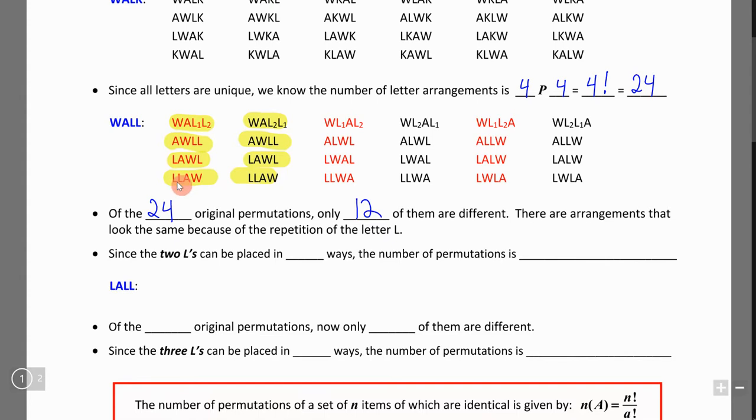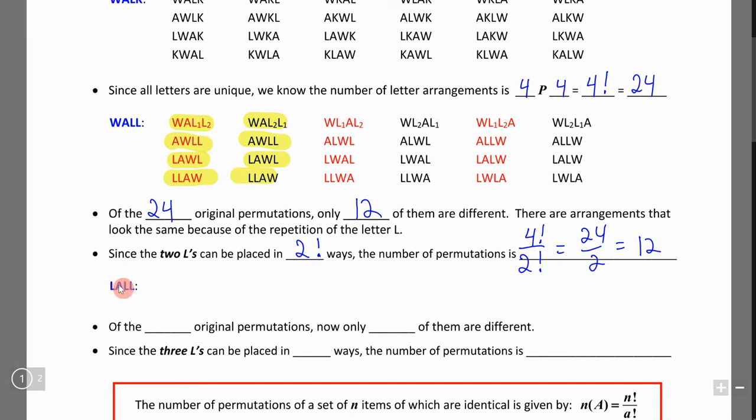Because of the repeating letter, there are arrangements that look the same because of the repetition of the letter L. Since two L's can be placed in 2 factorial ways, the number of permutations becomes 4 factorial divided by 2 factorial. 4 factorial represents the number of total arrangements of 4 letters, and if I divide by 2 factorial, I get 24 divided by 2, which is 12.